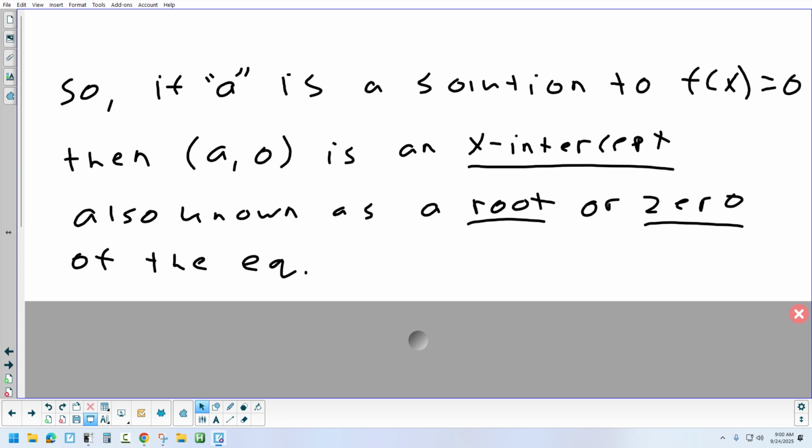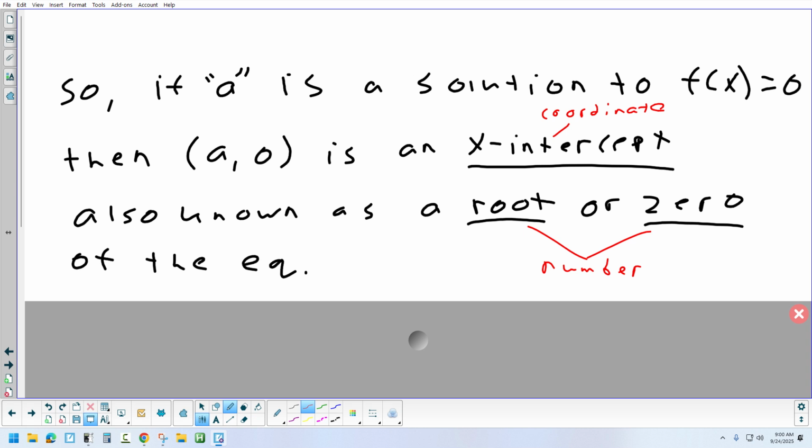When you write a root or a 0, you can just write a single number. Right? So these 2 things, you could just write a number. But if you're describing something as an x-intercept, a lot of times they're going to ask for it as a coordinate.